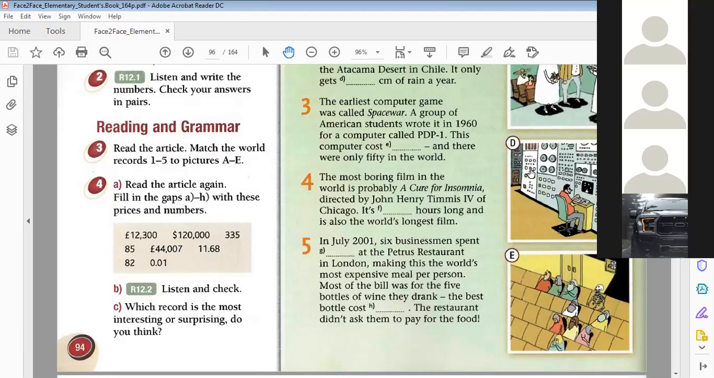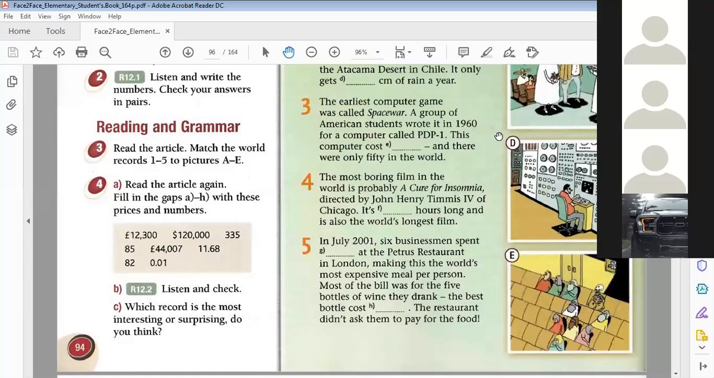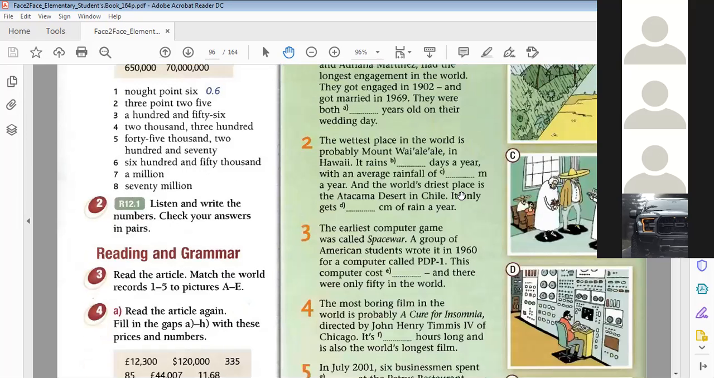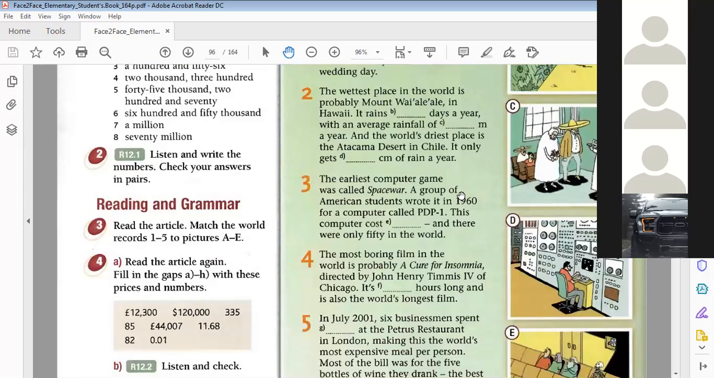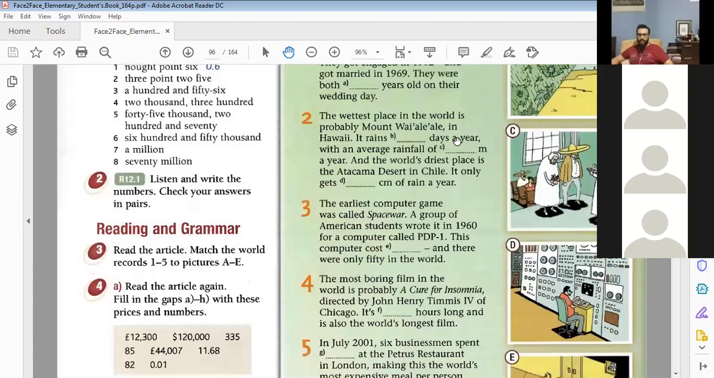Okay, Hannah's not there. What about you, Rashid? What do you think? Which is the most surprising record? The Mexican couple is the most surprising one? Yeah. Okay. Abdullah, what about you? Which one do you think is the most surprising record, in your opinion?